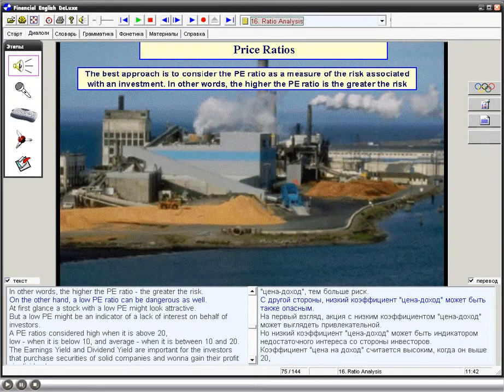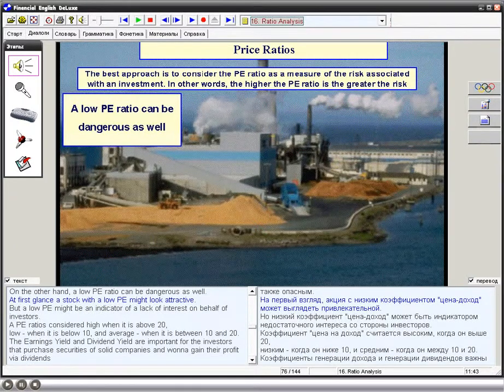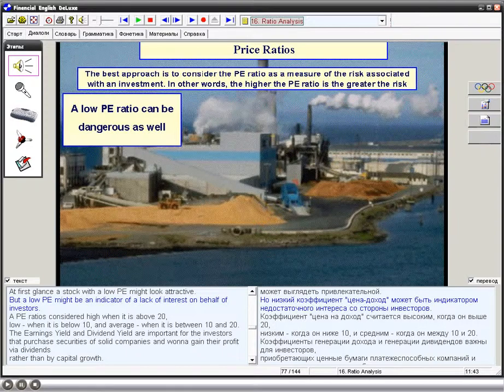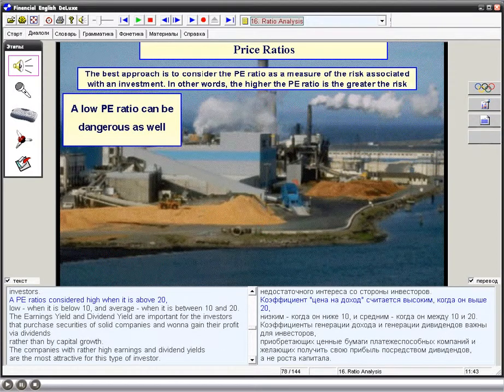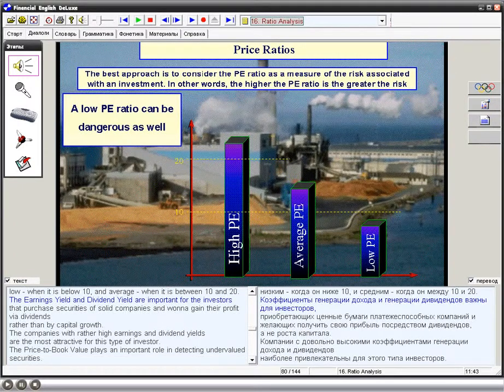On the other hand, a low P/E ratio can be dangerous as well. At first glance, a stock with a low P/E might look attractive, but a low P/E might be an indicator of a lack of interest on behalf of investors. A P/E ratio is considered high when it is above 20, low when it is below 10, and average when it is between 10 and 20.